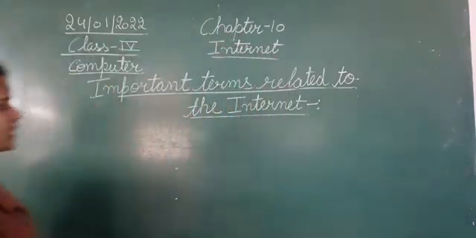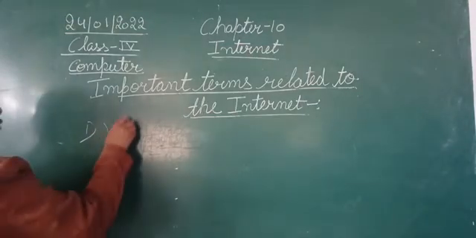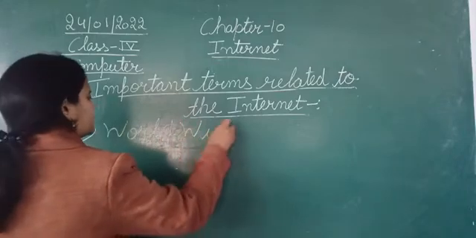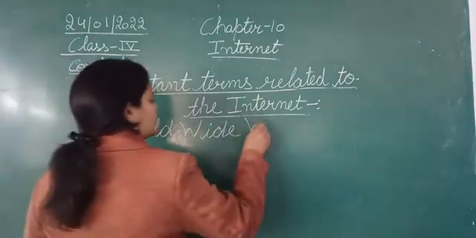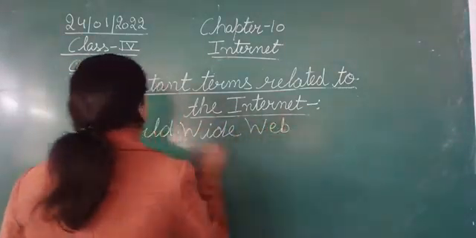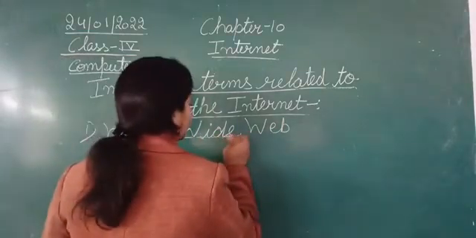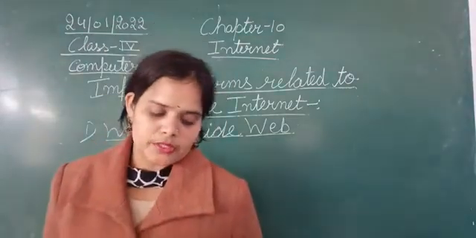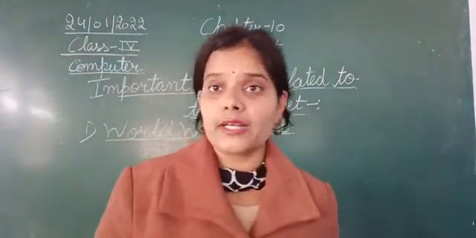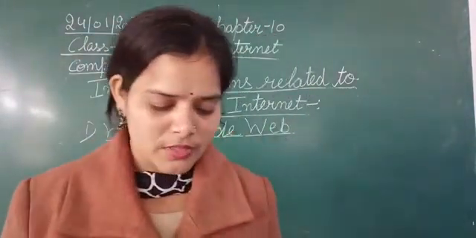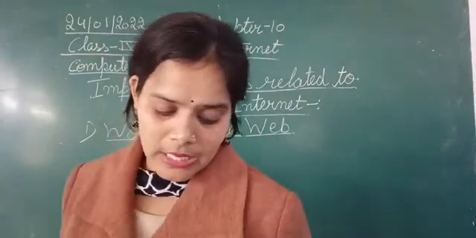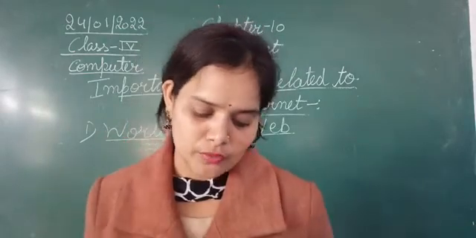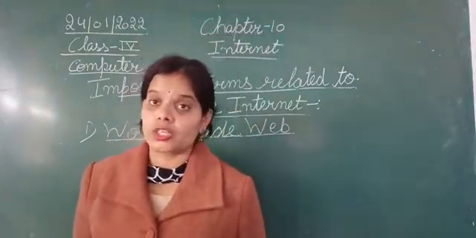So the first term that is related to the internet is World Wide Web. Okay, World Wide Web. So let's read about it. World Wide Web, popularly known as www, is one of the services available on the internet. It is an electronic library that contains lots of information in the form of text, pictures and sounds.